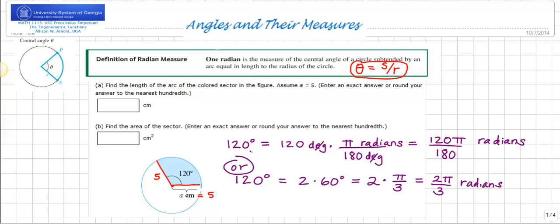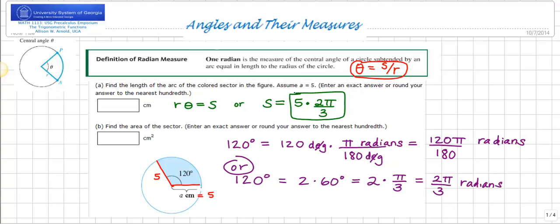Okay, now to find the length of the arc, which is part A, with the radius 5, if we solve for s in the definition of radian measure, we get r times theta, which is 5 times theta in radians, or 5 times the value 2 pi over 3. Would also be totally fine to write 120 pi over 180.